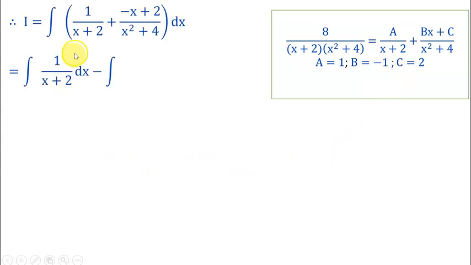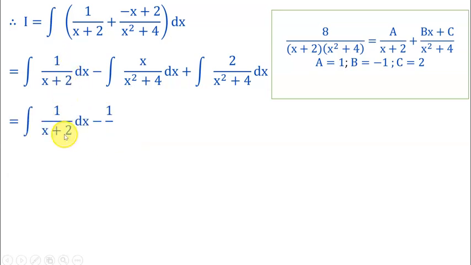Therefore, the integration can be separated and written as integral of 1 upon x plus 2 dx minus integral of x upon x square plus 4 dx plus integral of 2 upon x square plus 4 dx. Split up here. Okay, now what about here? This is the log form.